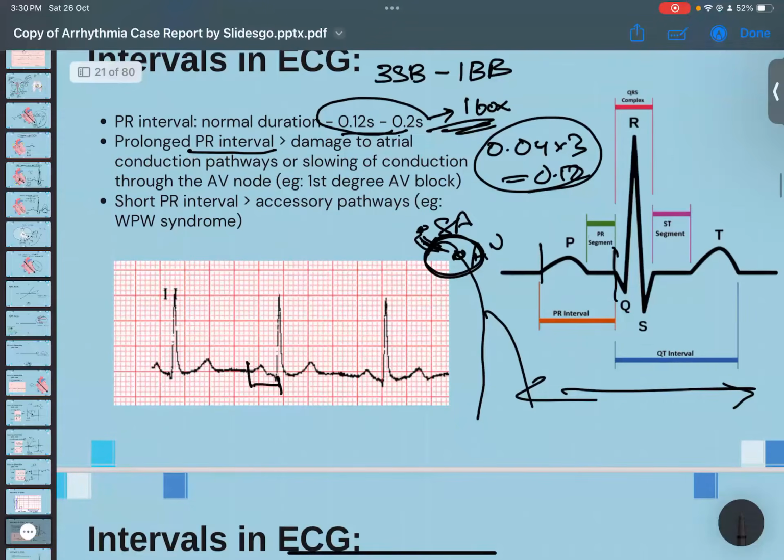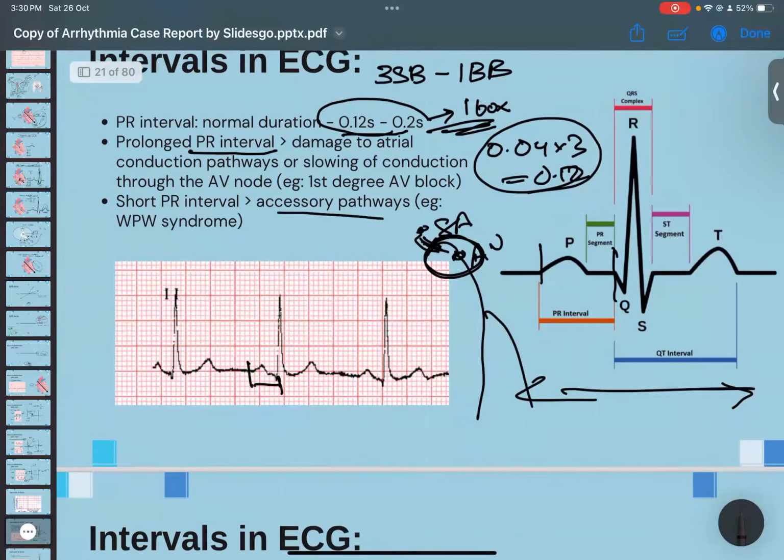A short PR interval would be seen in accessory pathways. This is the SA node, this is the AV node. Normally the impulse would travel like this. However, there could be accessory pathways which will reach the AV node in a much shorter time. These accessory pathways will then activate the AV node, and that's why you're going to see a short PR interval, which is going to be less than 3 small boxes long.